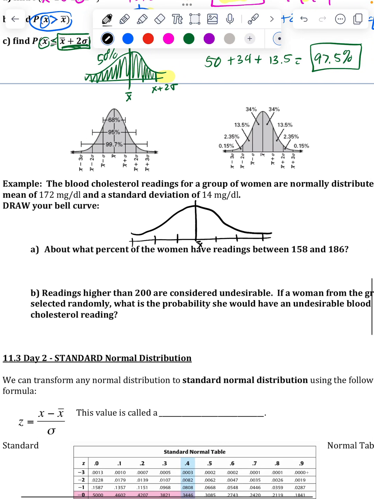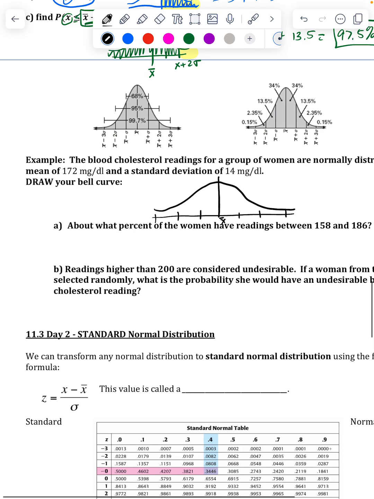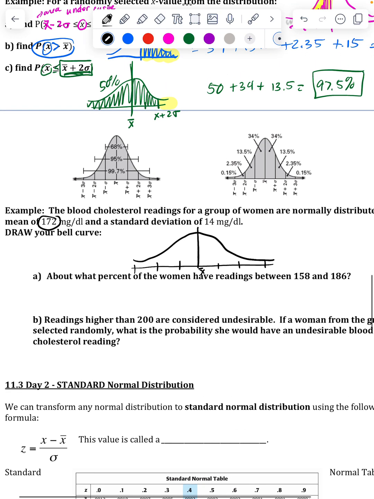So it's saying the blood cholesterol reading for a group of women are normally distributed with a mean of 172. So that means 172 is the value in the middle. Standard deviation of 14 means that as you go to the right, you add 14 for each chunk, and if you go to the left, you take away 14. So here at 1 standard deviation to the right, I'm going to add 14 to my 172, and that would be a reading of 186.